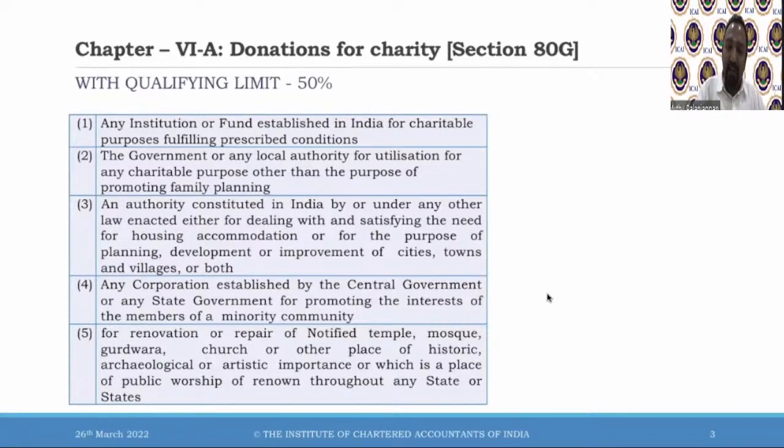The fourth category is promoting the minority community. The last one is about religious institutions which have historical importance. So these are the five categories. Okay, so we are going to see this.